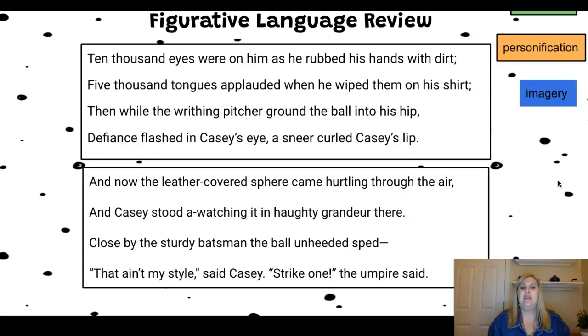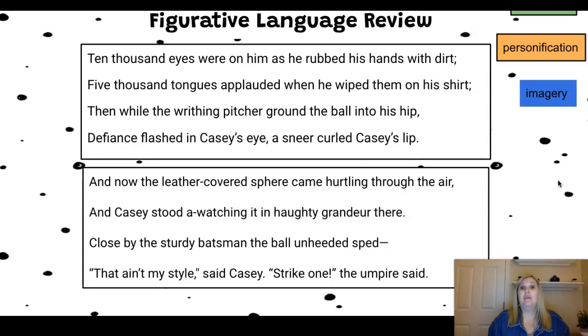And now the leather-covered sphere came hurtling through the air, and Casey stood a-watching it in haughty grandeur there. Close by the sturdy batsman the ball unheeded sped. That ain't my style, said Casey. Strike one, the umpire said.